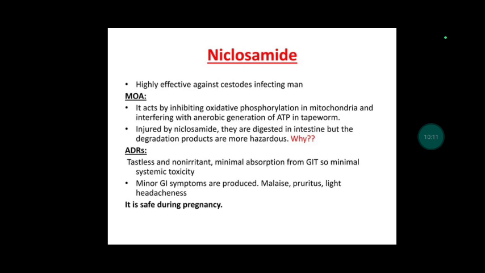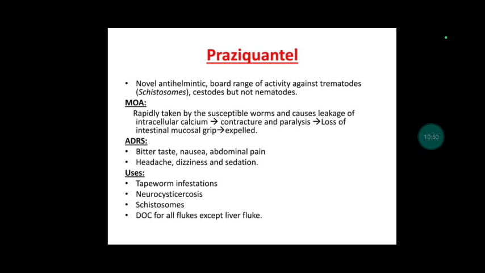Now next we will see niclosamide. So niclosamide is highly effective against cestodes infecting man. Now mode of action: it acts by inhibiting oxidative phosphorylation in mitochondria and interfering with the anaerobic generation of ATP in the tapeworm. Okay, next, what are the adverse drug reactions of niclosamide? So tasteless and non-irritant, minimal absorption from the GIT, so minimal systemic toxicity. Minor GI syndromes are produced, malaise, pruritus, light headedness. Okay, now it is safe during pregnancy, so it is very important and it is not contraindicated in pregnancy. It is safe.